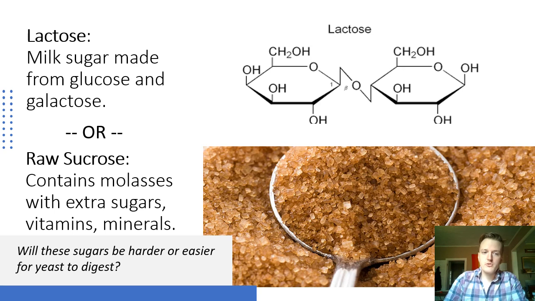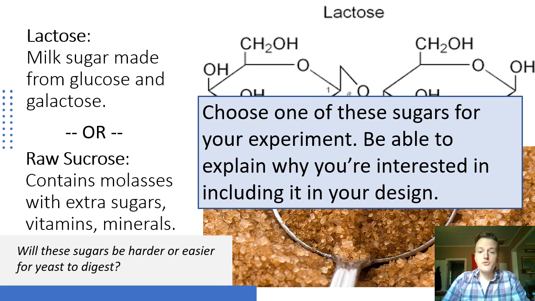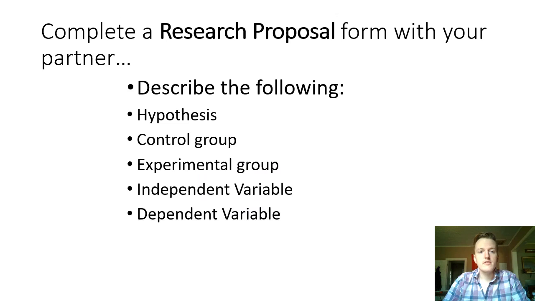You have lactose, which is milk sugar made from glucose and galactose. So this is a specific combination of those two monosaccharides. Or you have raw sucrose, which contains molasses, extra sugars, vitamins, minerals. It's a lot more complex of a solution that you would be making. So again, just choose one of these and be able to explain why you're interested in comparing it to these other experimental groups.